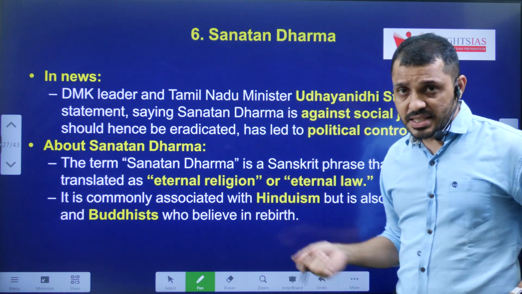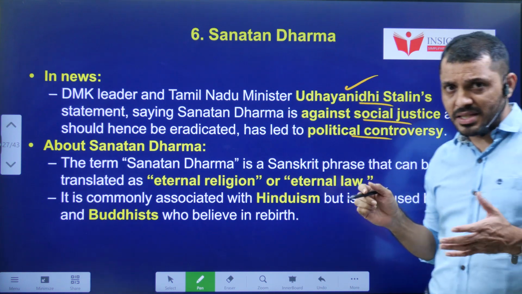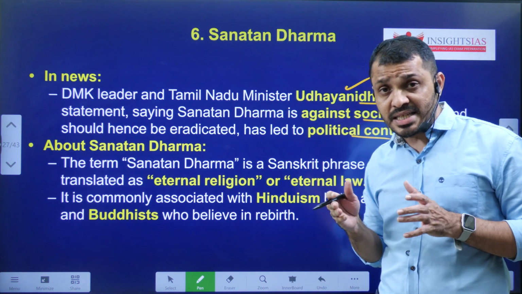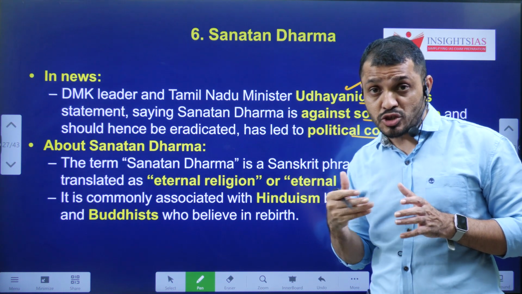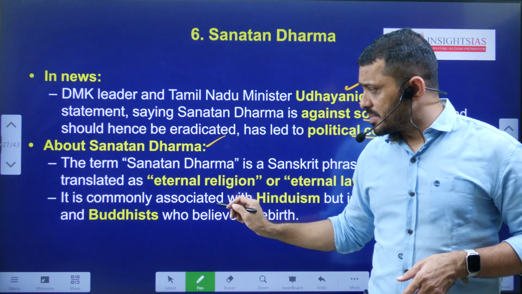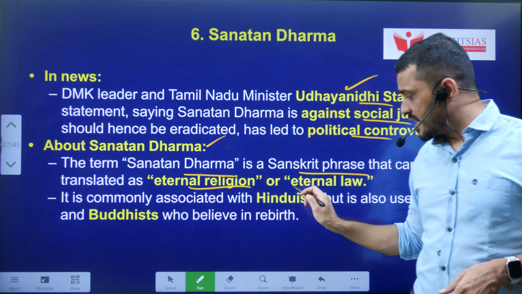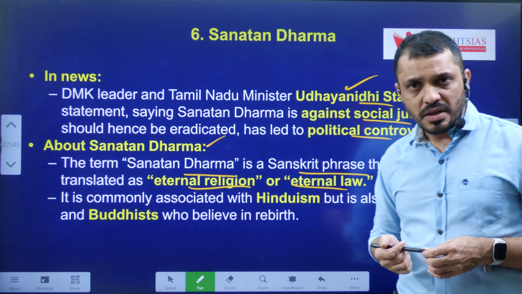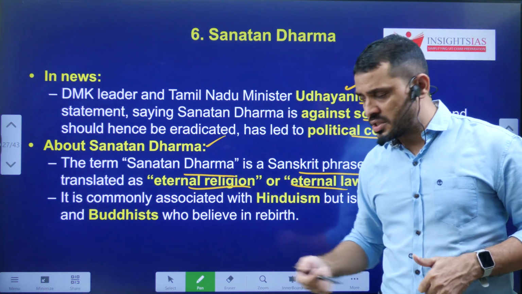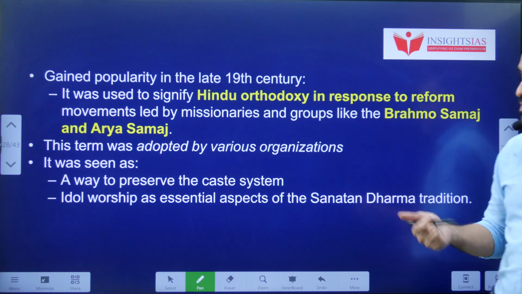Now let's see. Recently, DMK leader Udayanidhi Stalin made a comment that Sanatana Dharma is against social justice and it has to be eradicated. Sanatana Dharma is a Sanskrit word. It means eternal religion or eternal law. It is practiced not only in the Hindu religion but in other religions such as Buddhism as well as Jainism.